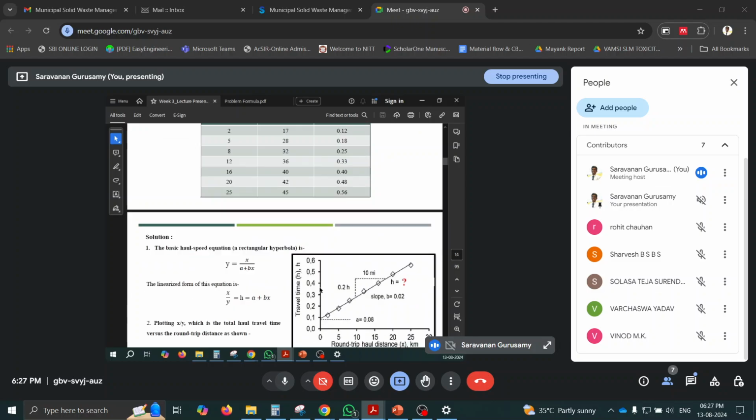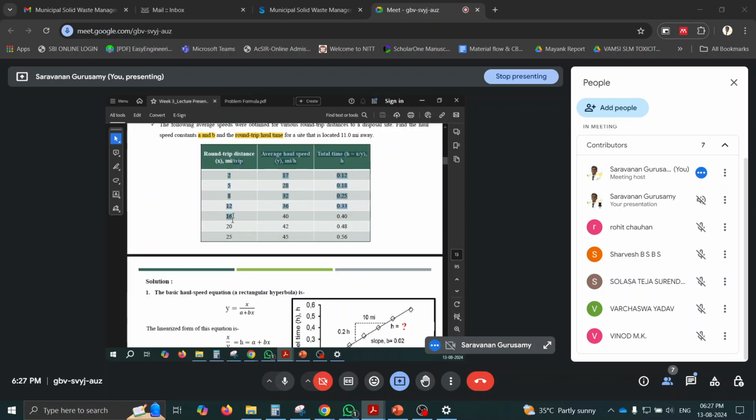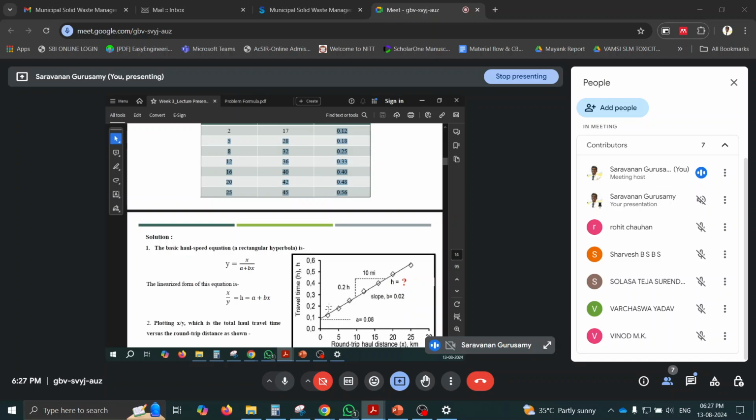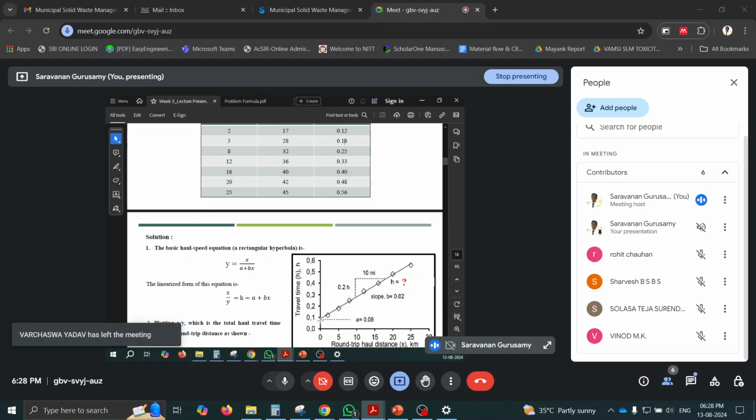So you have to draw a graph with x on the x-axis and h on the y-axis. So 2 comma 0.12 is your first point, and then 5 comma 0.18 is your second point. If you connect all the points, the straight line will intersect the y-axis. Wherever it intersects, that will be your intercept, that is the a value. So it is intersecting at 0.08.